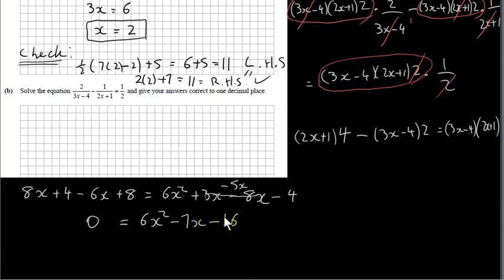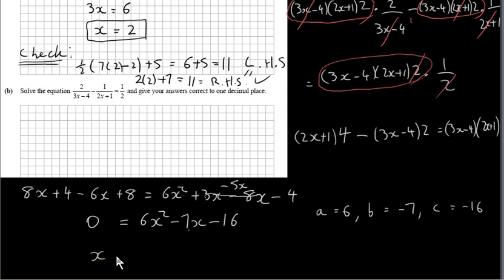Now, we have our quadratic equation. It's in standard form. We have an x squared term, an x term, a constant term equals 0. So I'm going to use a formula to solve this. Quadratic equation formula. A, the coefficient of x squared, is 6. B, the coefficient of x, is minus 7. C, the constant term, is minus 16.